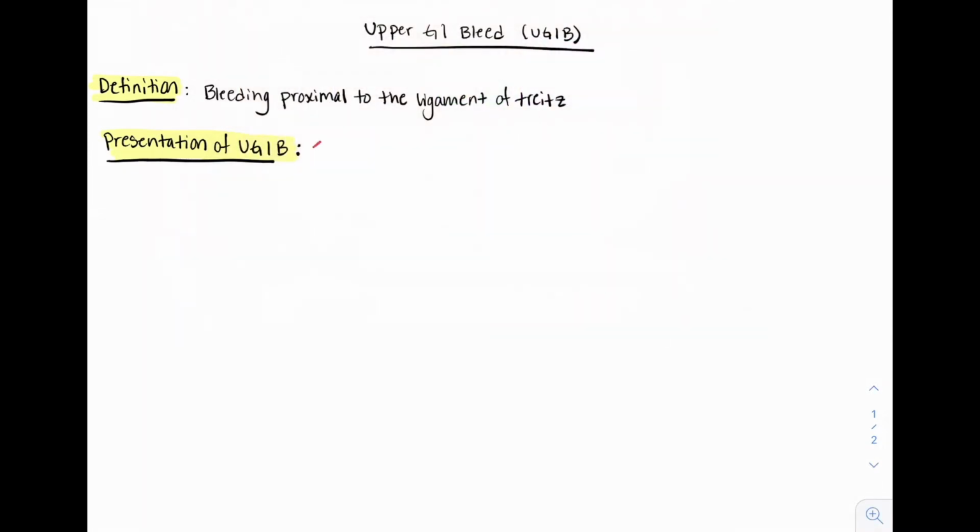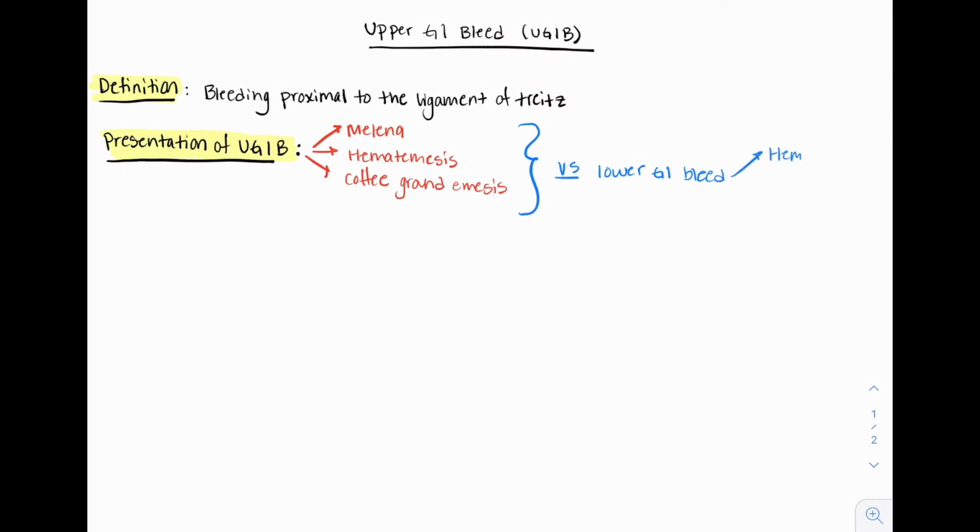Patients who present with an upper GI bleed may have melena, which is black or tarry stools, hematemesis, which is bloody emesis, or coffee ground emesis, which resembles coffee grounds due to digestion of blood in the stomach. This can help differentiate an upper GI bleed from a lower GI bleed, where patients may present with hematochezia or blood in the stool, which may be with or without blood clots.